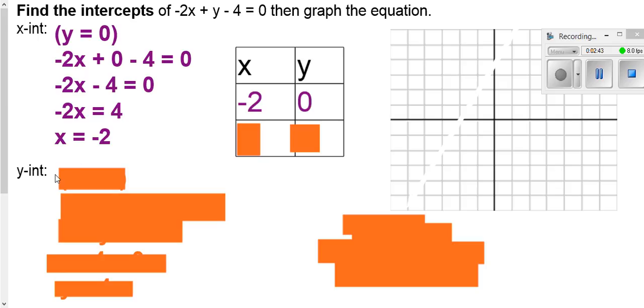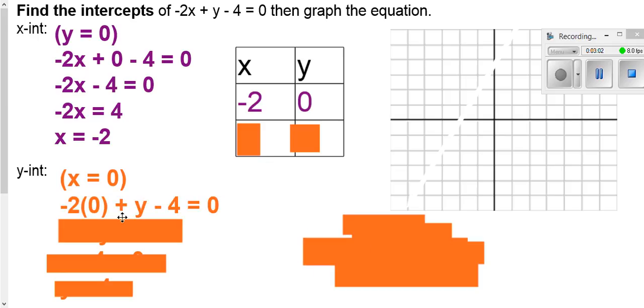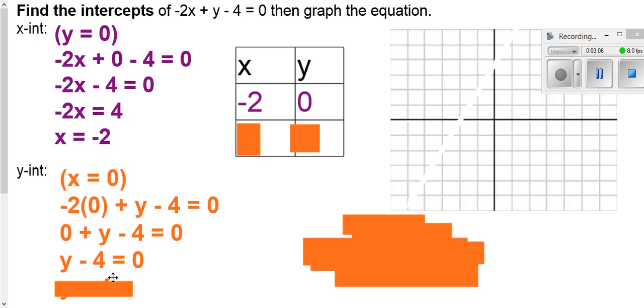Now we want to look for our y-intercept. Your y-intercept is where you cross the y-axis, which is going up and down right here. You'll notice you're not right and left at all, so if you're not right and left, that means x is 0. So if x is 0, we plug in 0 up here, and we solve it for y. Plug in 0, and we just get y minus 4 equals 0, so we add 4, and we get y equaling 4. So we started out with x being 0, and we ended up with y being 4.